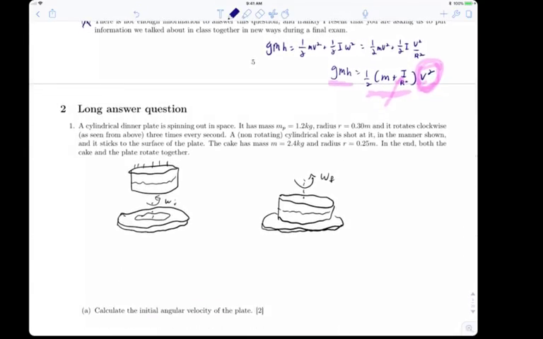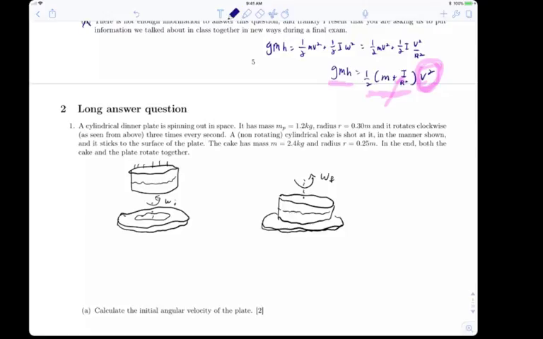Okay, long answer questions. Before we go on, some of these long answer questions involve moment of inertia. Inside your books, there's a list of moments of inertia. I forget which page it is. I've listed it somewhere here.